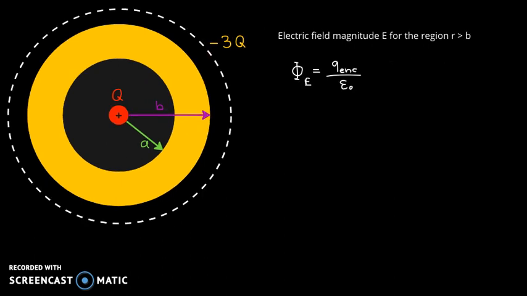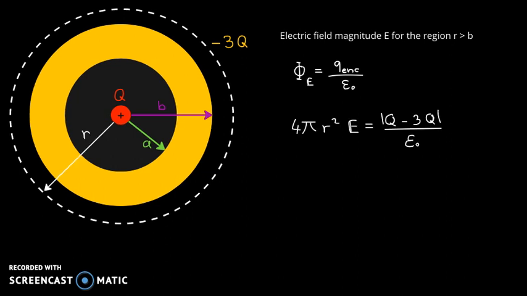Finally, for the region R greater than B, we draw another Gaussian surface, this time a spherical surface outside of the conducting shell. And again, we apply Gauss's law, flux equals Q enclosed divided by epsilon 0. Let's rewrite our equation in terms of the given variables. Again, the radius of the Gaussian surface is R, so that's the variable R. And the enclosed charge is the total charge, that's plus Q minus 3 times Q.